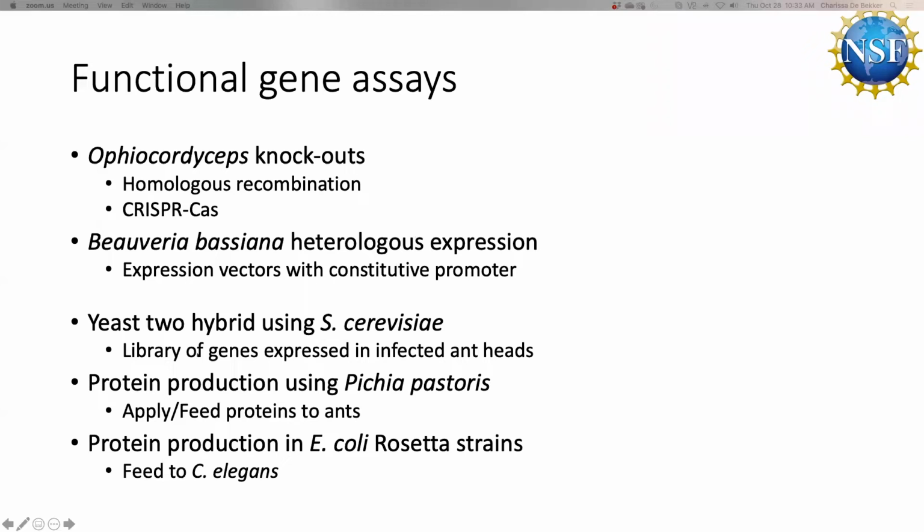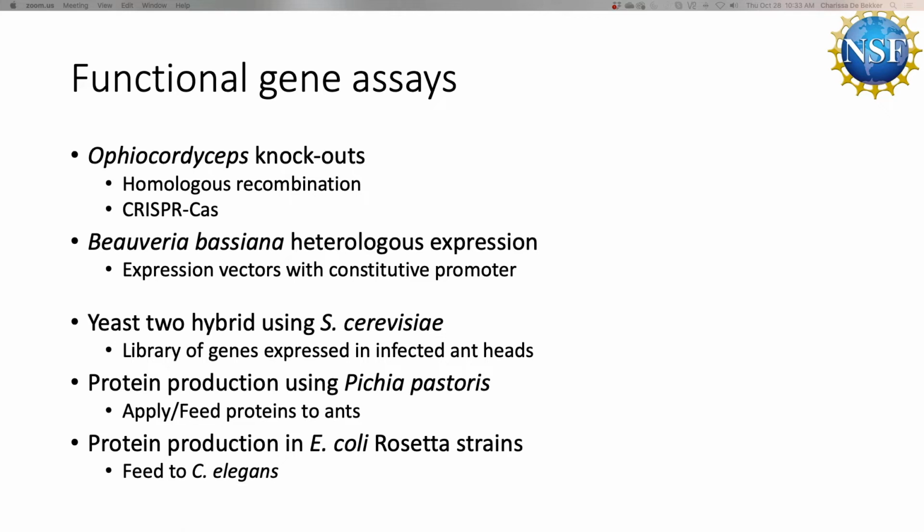And then we're doing yeast two-hybrid to see if we can find any binding properties that might be interesting to look at, to learn a little bit more about how the fungal proteins might be interacting with receptors or other aspects in the ant host. And we're using protein production systems to be able to apply proteins to our ants or to other animals, to see if just providing them with this protein might induce a phenotypic change.